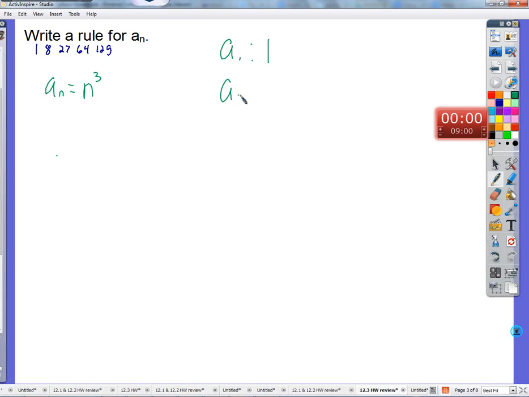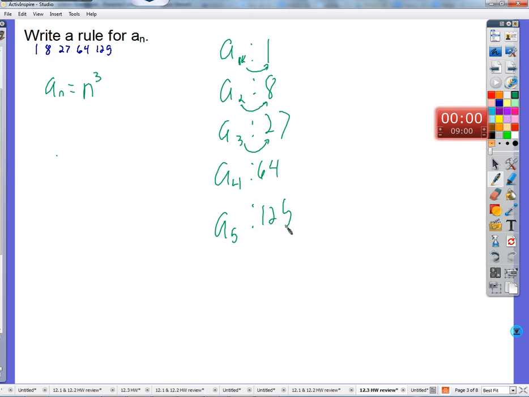A sub 1 is obviously 1, and a sub 2 is 8, and a sub 3 is 27. So we're looking for a way to turn that number into that number, and in the same way, turn this number into 8, and take this number and use it somehow to make 27. And take 4 and make 64, and make 5 into 125.